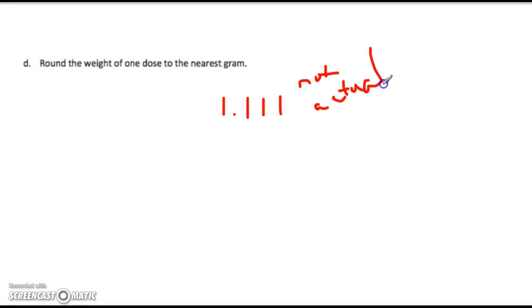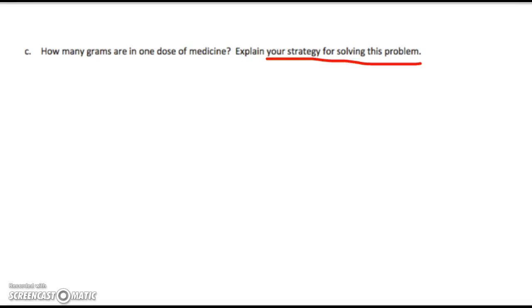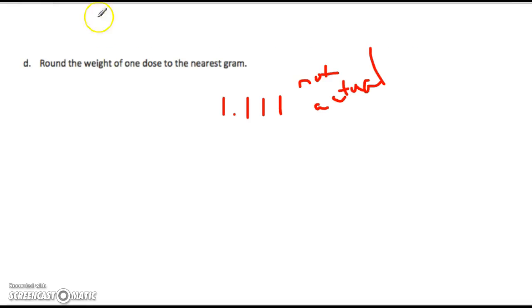But when they say round to the nearest gram, if we would read this as 1 and 111 thousandths of a gram, what they're actually telling us to do is take that answer from problem C, the amount in one dose of medicine, how many grams, and then round it to the nearest gram, or the nearest ones place.